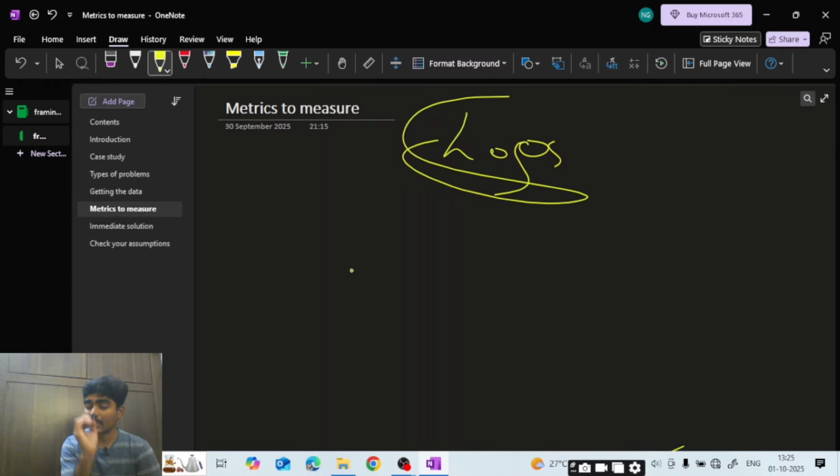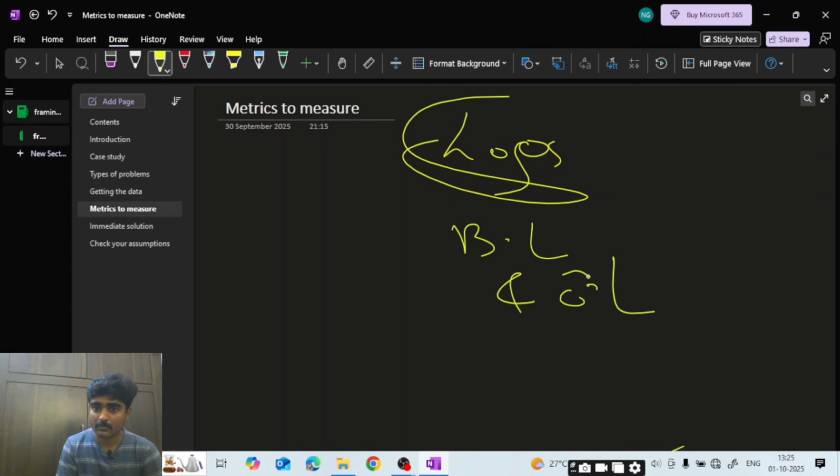I want to specify that I have missed one thing, that is batch learning versus online learning. Even this is very important in different types of problems. After defining the machine learning problem, you also need to specify whether this machine learning model will be trained under batch learning or online learning.